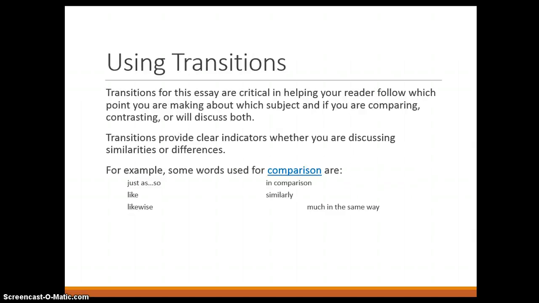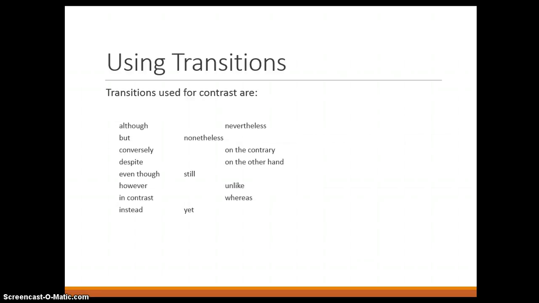Transitions for the essay are critical in helping your reader follow which point you are making. Here are a few words, just suggestions to help a reader know that you are comparing something. And these are just a few words: as, so, like, likewise, in comparison, similarly, much in the same way. So there are a few that might help you out if you're planning on comparing two items.